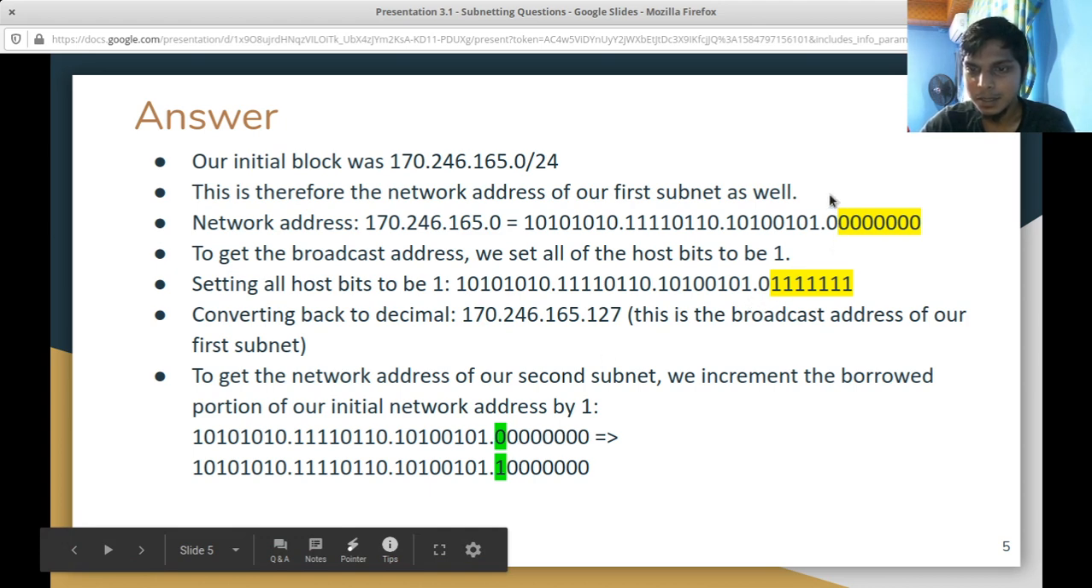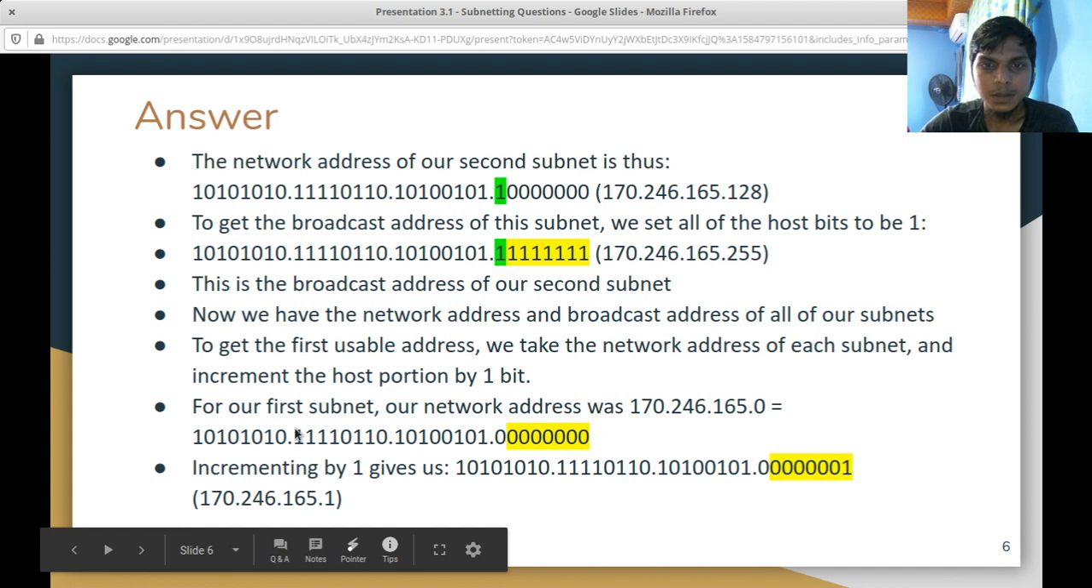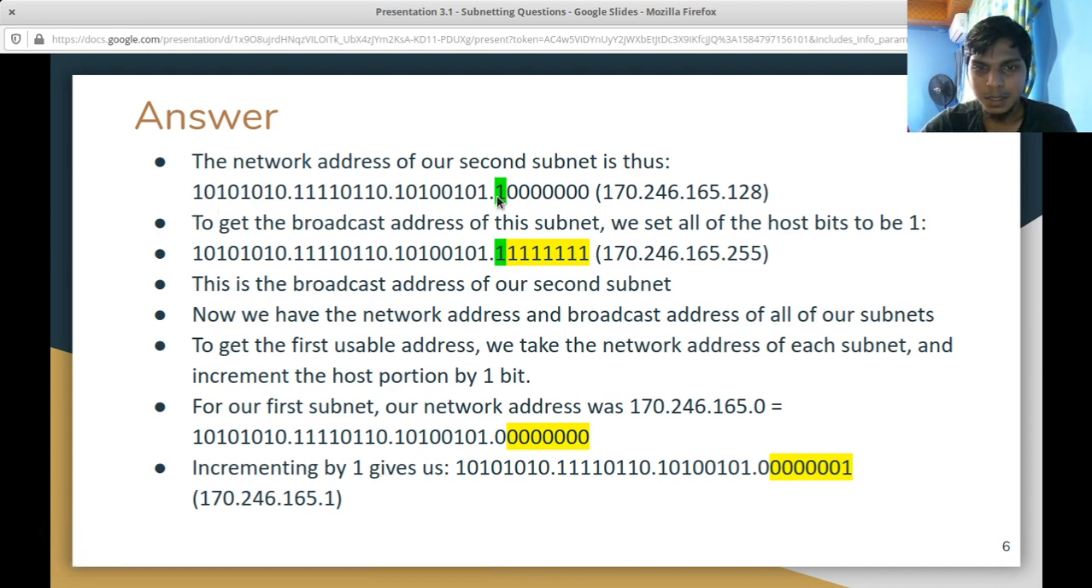So you add 1 to that borrowed portion. You see the borrowed portion there, we increment it by 1. So in this case, we just have that 0 there, and adding 1 to that makes the whole thing 1. So the network address of our second subnet is this whole thing with a 1 there instead of the 0, and we leave all the host bits as 0. So what we're concerned about here is the borrowed bit. We add 1 to it, we get 1 here, and then we convert into decimal.